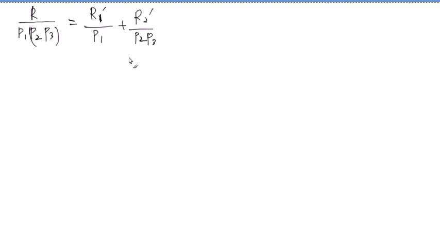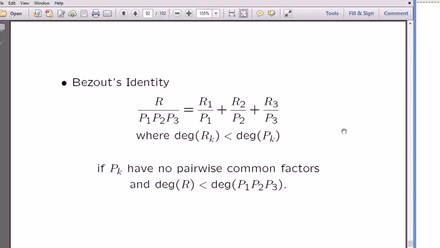And then you can apply Bezout's identity here one more time. Then it's going to become r1 prime over p1, where the degree of that one is smaller than p1. And here, the degree of r2 is smaller than the degree of p2 times p3. And apply that identity, you arrive at r2 over p2 plus r3 over p3. So, one at a time, you apply Bezout's identity, you arrive at here. Okay? Does the extended version make sense?